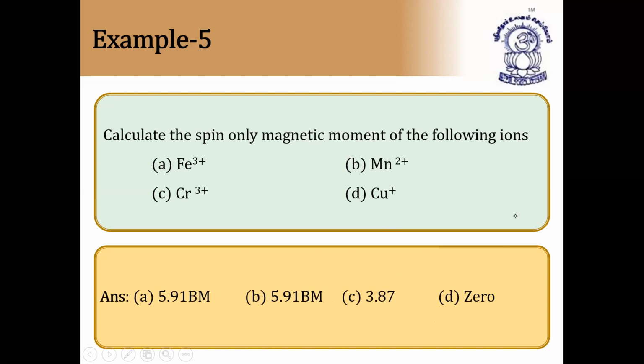From D you will get 2, and from S you will get 1. So only 3d3 will be there. 3 electrons means 3 unpaired electrons. Root of 3 into 3 plus 2. Like that you will get.